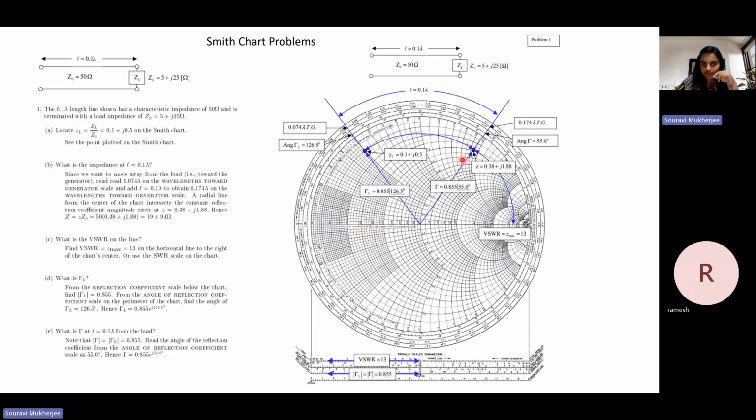So that means now, if this is your constant gamma r line, you're drawing a circle, and wherever that circle intersects with this diameter, the real resistive line, that point corresponds to the maximum resistance that can be present, right? And that is your value of VSWR.